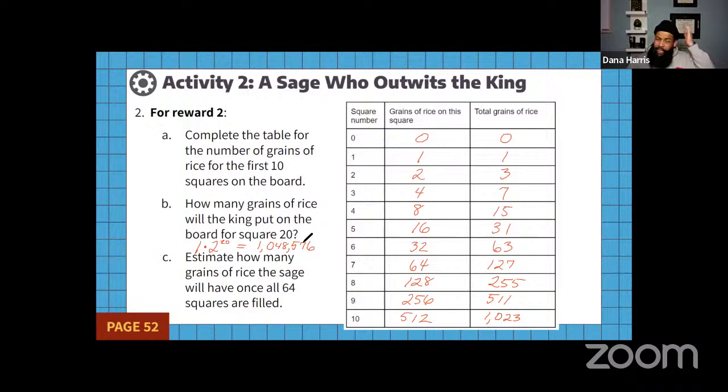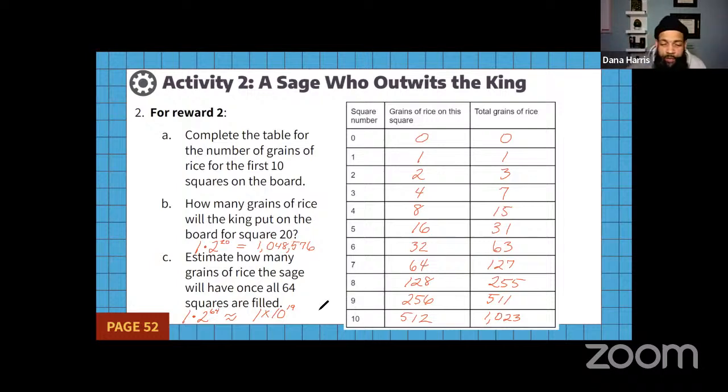Then we want to estimate how many grains of rice the sage will have on all 64 squares. So we're going to continue that. We started with 1. Our multiplier is 2. And we're going to take that to the 64th power. And if you multiply that number out, it's a very, very big number. But we're going to write this number in scientific notation. It's 1 times 10 to the 19th power. So that's a very, very large number.